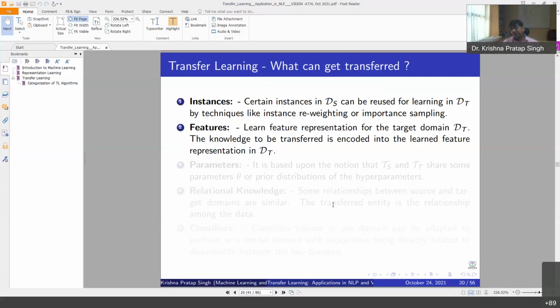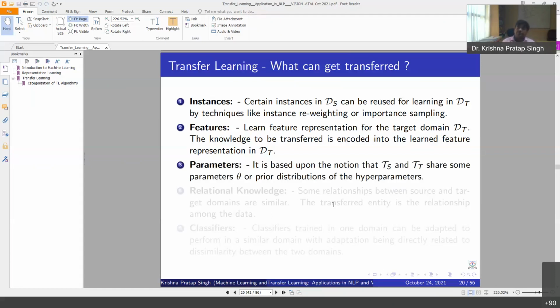Then another possibility could be feature transfer. Some features from the source we can transfer to the target domain. We encode in such a way that the feature could be used in the target domain. That part I will discuss in the coming slide. I'm not going to discuss all things, but one or two cases I will discuss. So one thing is the feature: you learn some feature from the source domain, use that feature in the target domain, and then see whether performance is improving or not.